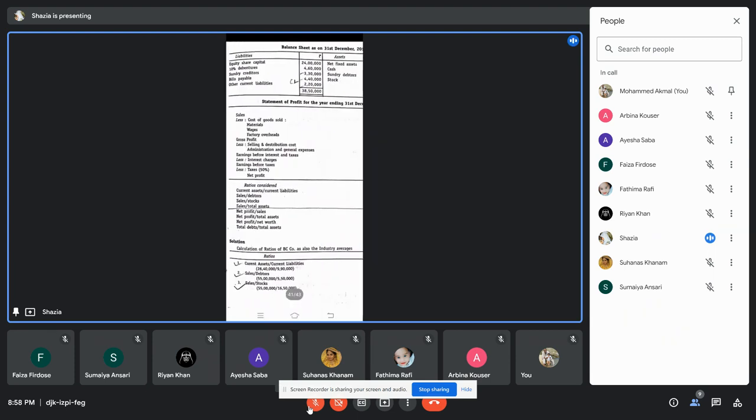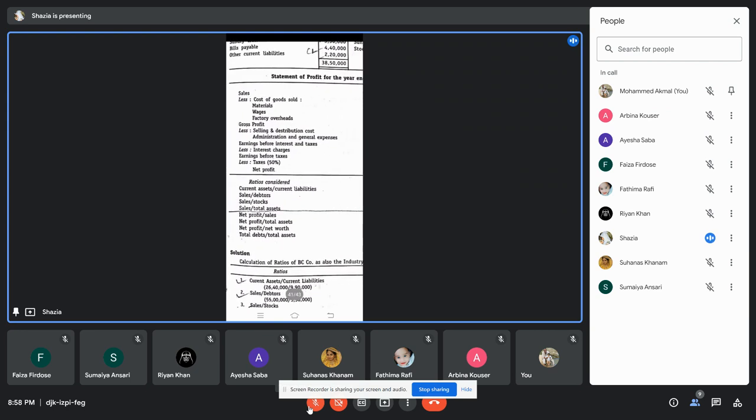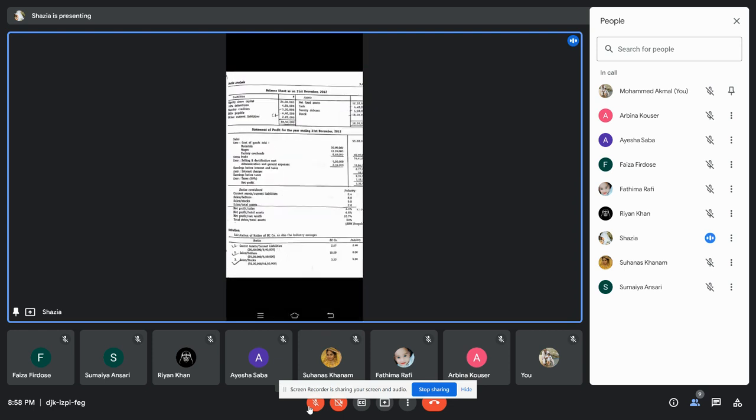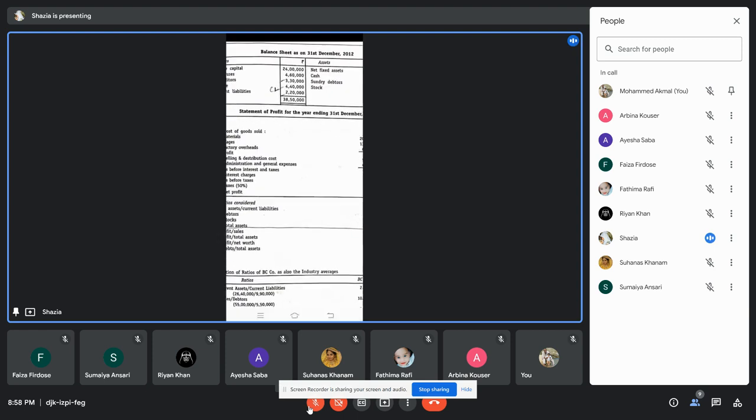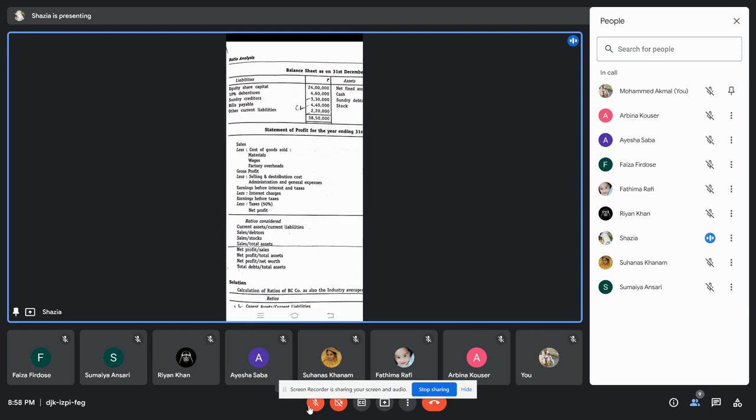Divide this by current liabilities, because here they have told you that when you take the current assets and divide it with the current liabilities amount, then you will be getting the BC company's ratio. However, one industry's information is already provided. You have to just find out the information for BC company. Okay, so divide. After dividing, how do you get the current liabilities? Your current liabilities are only two things here: bills payable and other current liabilities.